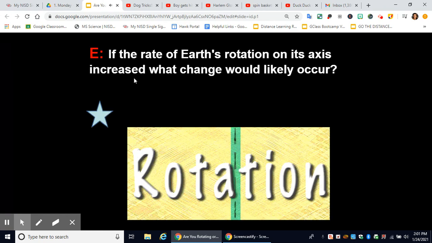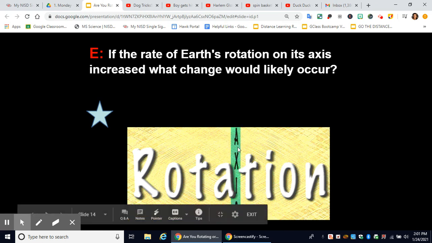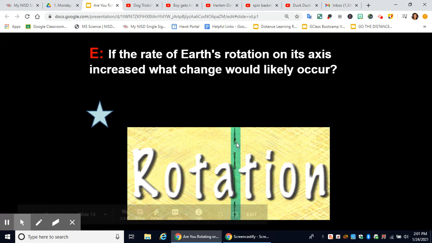And for the exit today, if the rate of Earth's rotation on its axis increased, what change would likely occur? So if the rotation of Earth increased on its axis, the days would be shorter as well as the night.